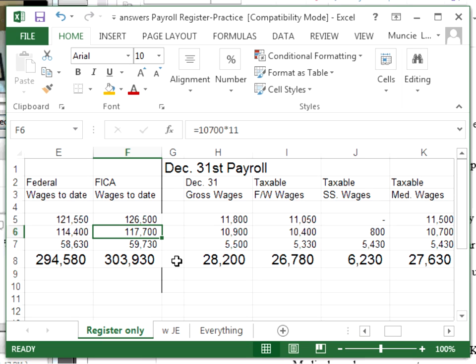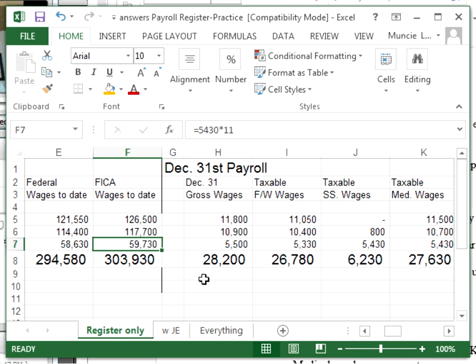I look down to the next person. They almost have hit the cap of 118.5. If they simply added another $800, they're going to be at the cap. So that's where I've got to stop it. They can only be taxed up to another $800. However, the full amount is taxable for Medicare, $10,700.